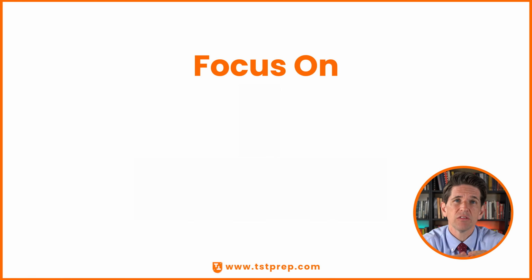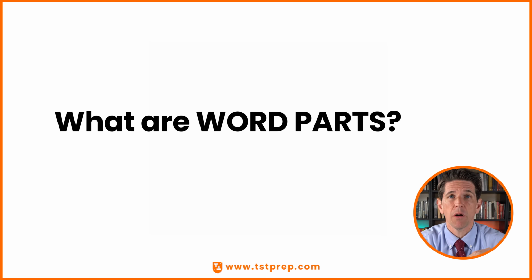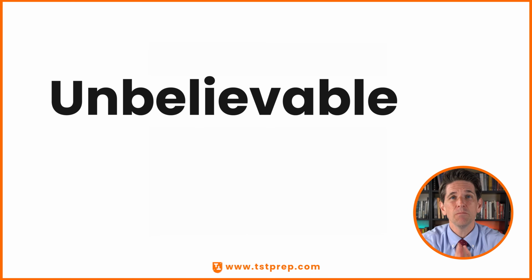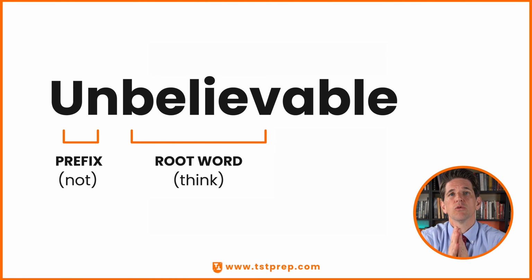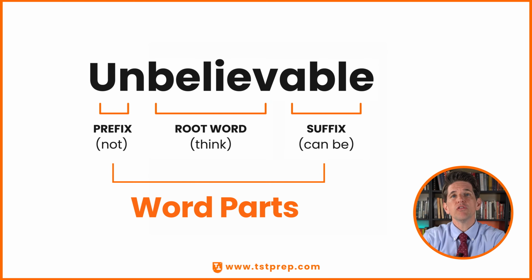Well, we can focus on some very high frequency word parts. So what are word parts? They are what they sound like. They're parts of a word. So if you see unbelievable, un is a prefix, which usually means not. Believe is a root word, which usually means something is a belief, that you believe something, and it's credible. And then also able at the end is a suffix. So to be able to do something, it's unbelievable. So if you know these word parts, you can get an idea of what the word might mean.